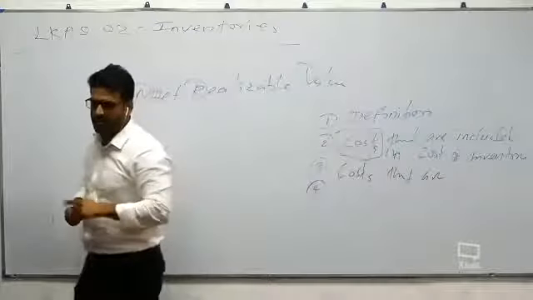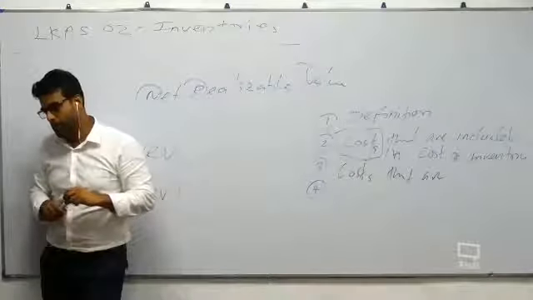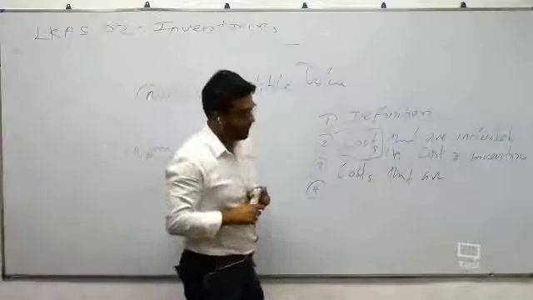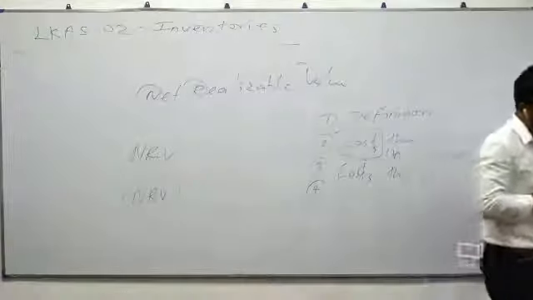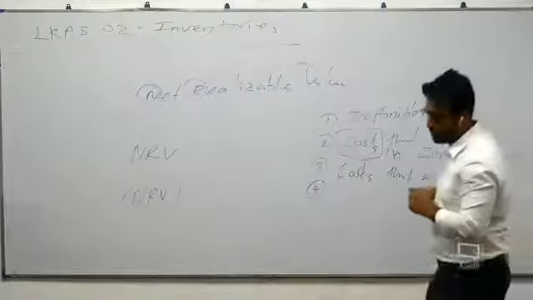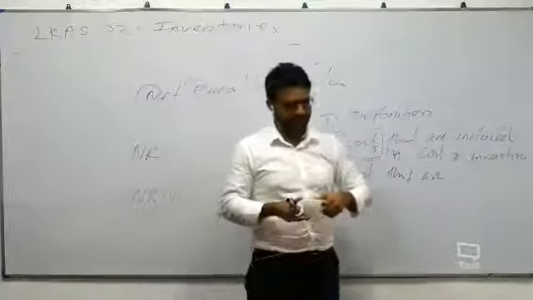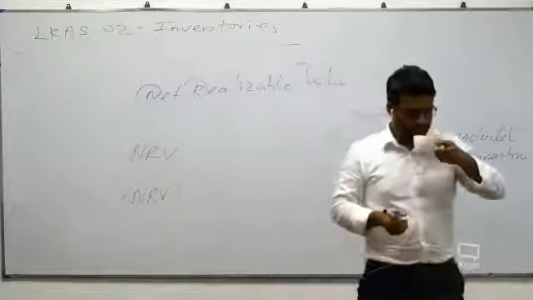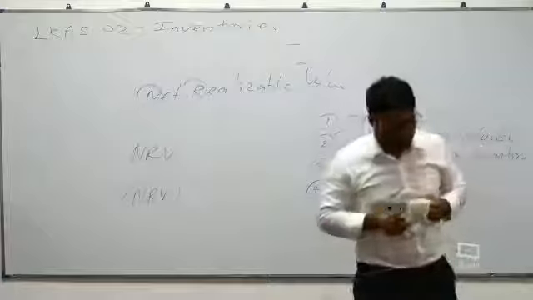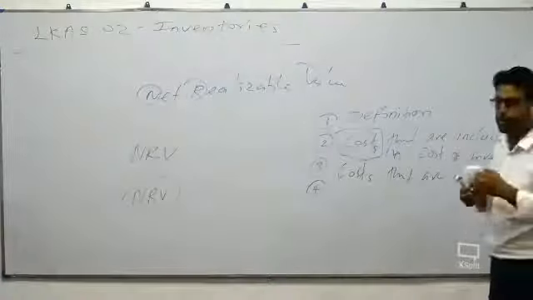Number 7, write it down. Inventory cost formula. Number 8, disclosure of inventories. Guys, all of you tell me how many points to remember in LKS2?